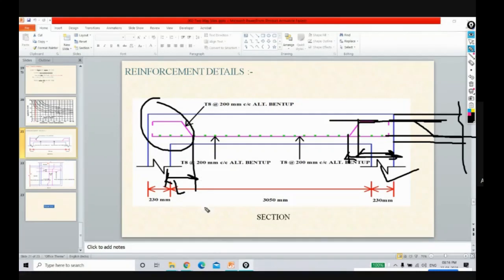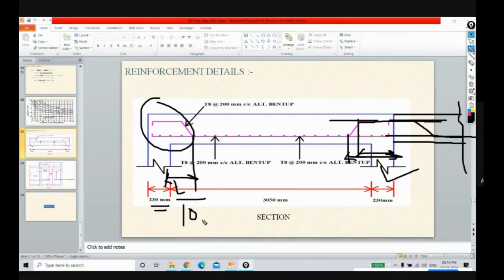Yes, correct, definitely. So it should be mentioned from the center of the column, or the extreme end of the column, or the inner edge of the column. Whatever detailing is there, the structural engineer can decide, but he should mention it over there. Let's suppose I have considered this distance as L by 10. So that L by 10 is the bent distance from the middle of the column, or inner edge, or extreme edge of the column.